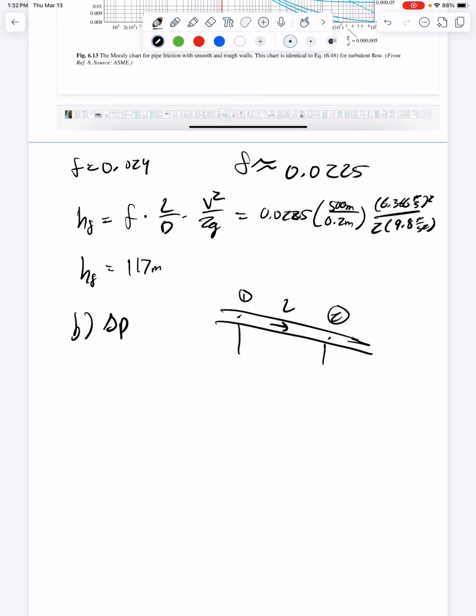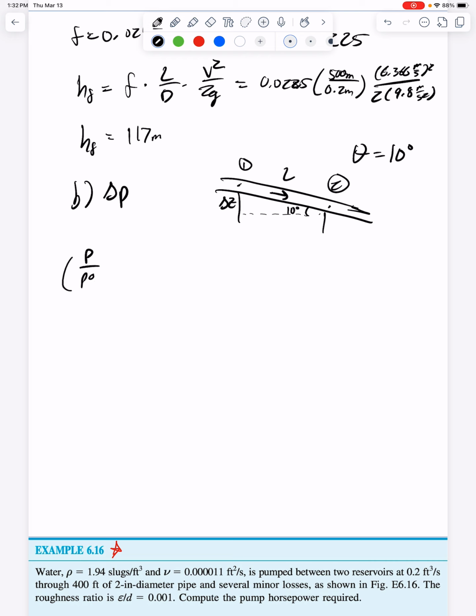I'm also given additional detail: the pipe has a 10-degree downward slope. So I'm looking for delta P, and the equation that I can recall that involves pressure terms would be, as stated earlier, the energy equation. Let me write that down one more time.